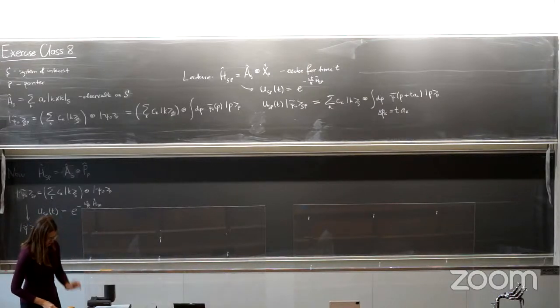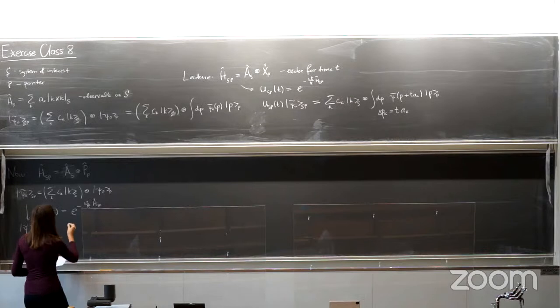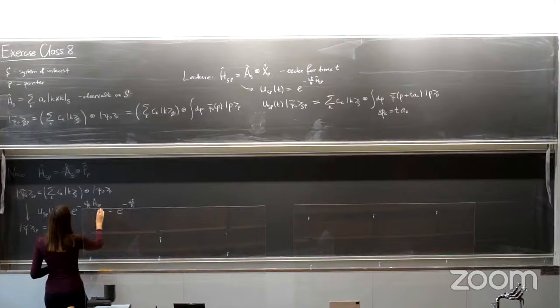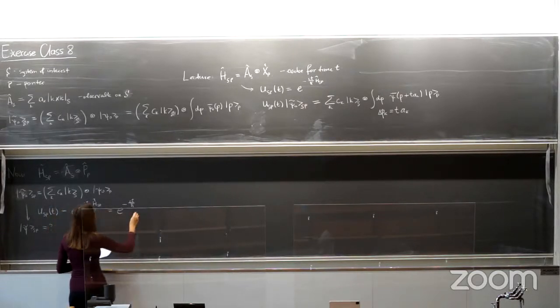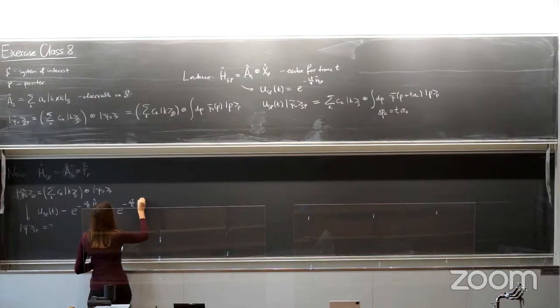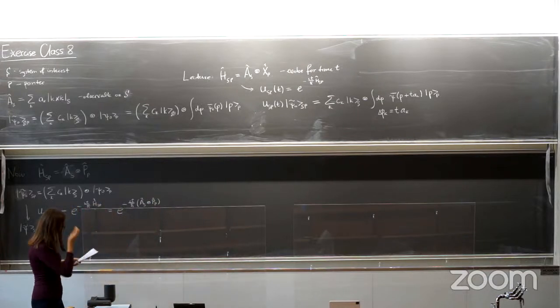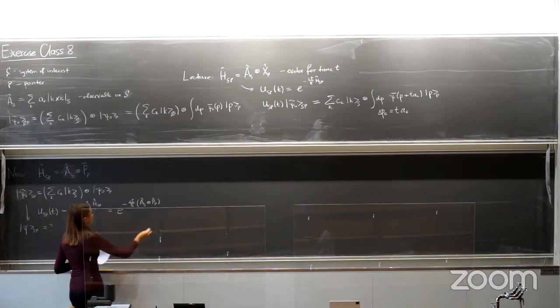Okay, so let us analyze this unitary. This is e to the power minus i t over h bar times H, where H_SP is A on S tensor product momentum of the pointer. So since this is an operator exponential, one thing we can do, yes.